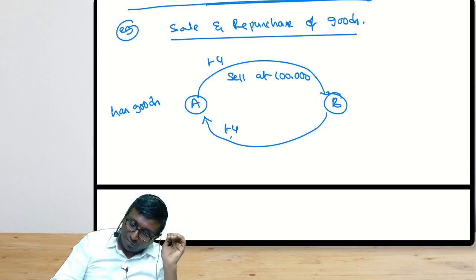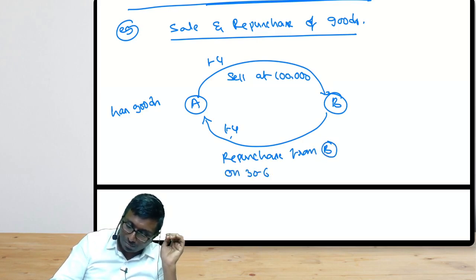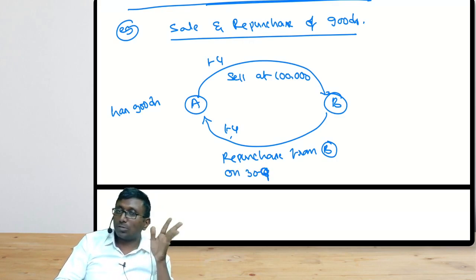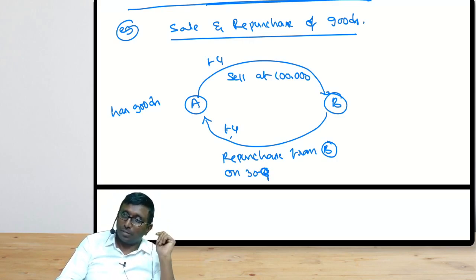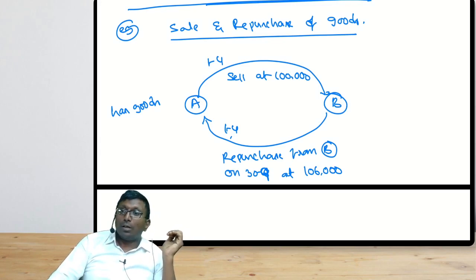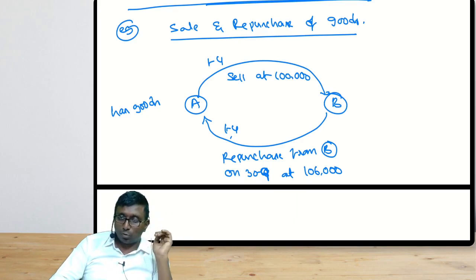Repurchase from where? A has to repurchase, not a choice. Repurchase from B. When, sir? On 30th 6 we have to rebuy. Not today. Not 30th 6, 30th 9. After 6 months, A has to buy back the same goods. Okay. At what amount, sir? 106,000 rupees you have to buy back. What did I say? You have to buy back at what amount? 106,000 rupees you are supposed to buy back.